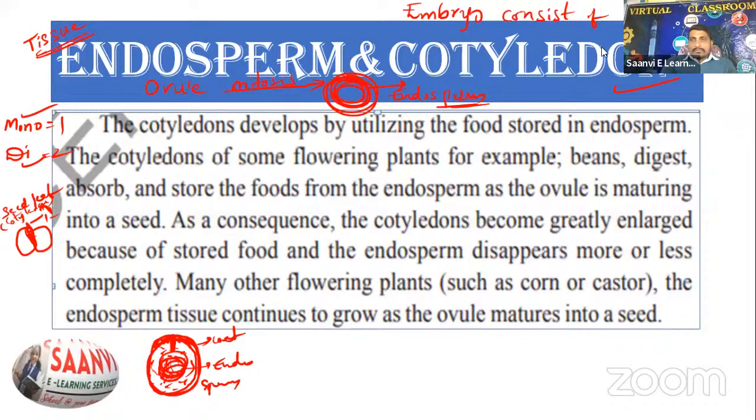Because of that reason, that is forming. Now you know that endosperm and cotyledon, etc. Please stay online.